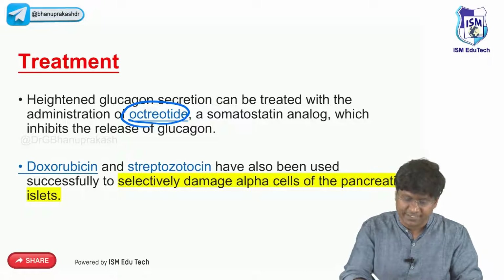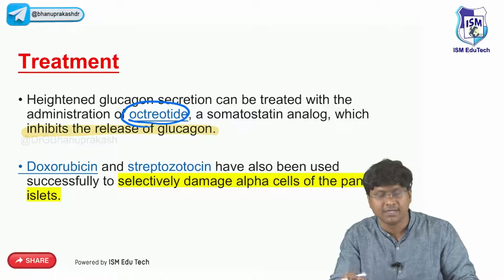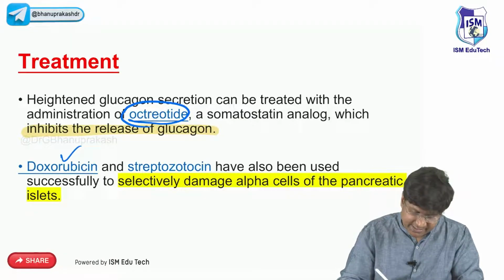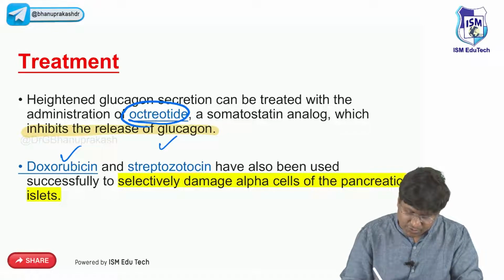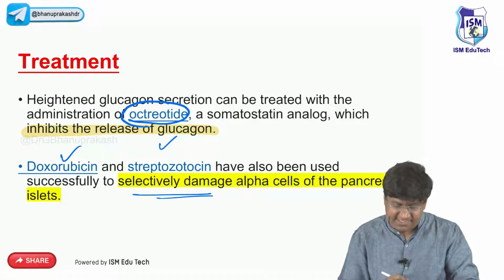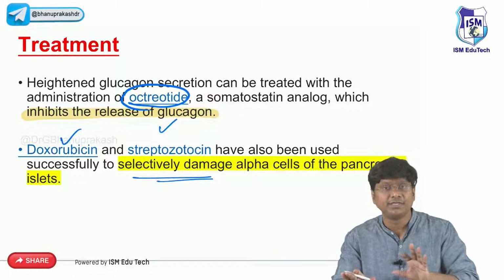What is the mechanism of action of this drug? That will inhibit the release of glucagon. And what are the alternative drugs? That is doxorubicin as well as streptozotocin, which have also been used successfully to selectively damage the alpha cells of the pancreas. So this is about your glucagonoma.